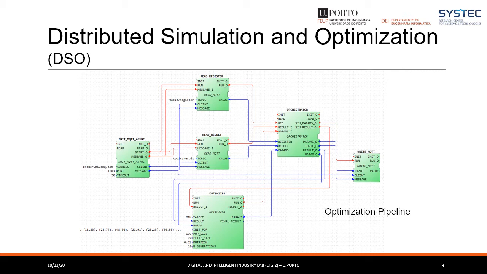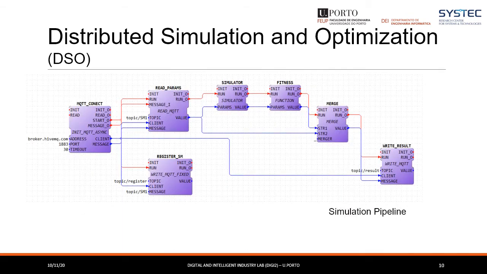And if you notice, here we have the optimizer that has inside a genetic algorithm and sends the solutions to the orchestrator. And the orchestrator is the function block that will distribute the solutions across the available simulators. And here in this slide, we can see the simulation pipeline, where we receive the parameters from the orchestrator, it is simulated, and then it is evaluated through the fitness function, and it sends back the result to the orchestrator.